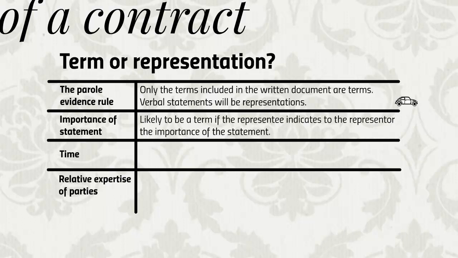So let's say, for example, we have the representee. So the representee in our car case would be the seller. And they said to the representor, which in our example would be you, the buyer of the car, now this car that you're buying is so much better than all the others because it's got alloy wheels, and that alloy wheels became a major selling point, a major reason why you bought the car, then it may become a term rather than a representation. And that's due to the importance of the statement. It's that from which everything else hinged.